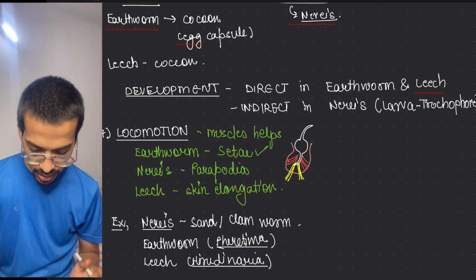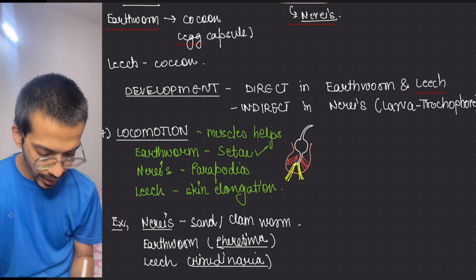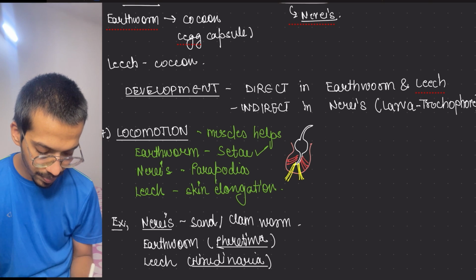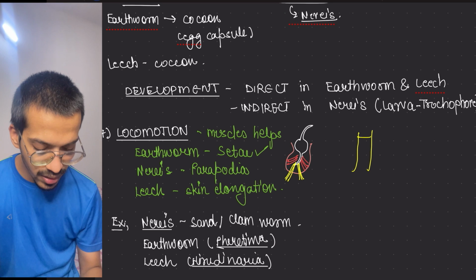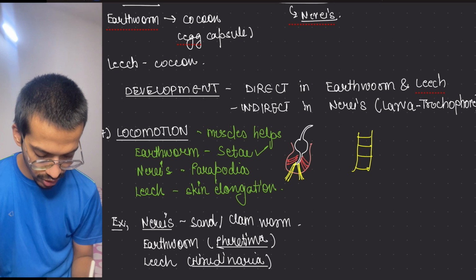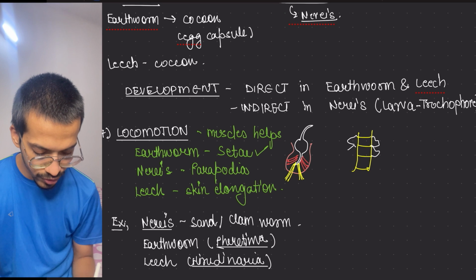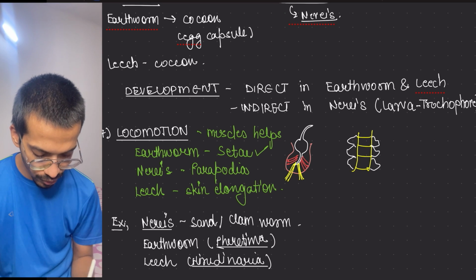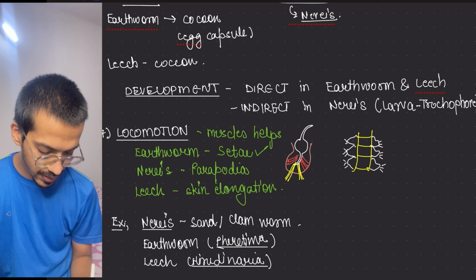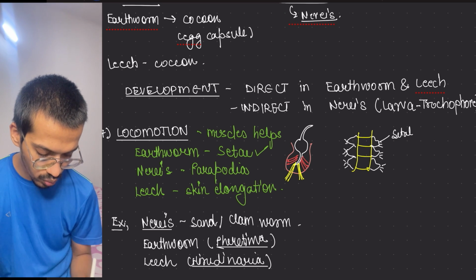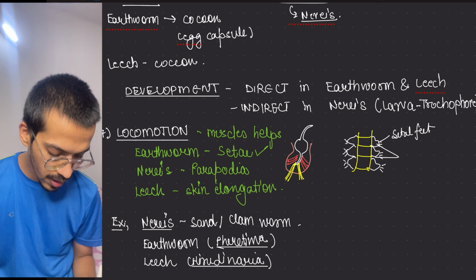Okay, now the Nereis. Nereis moves with the help of parapodia. Imagine that this is the Nereis body. These are the lateral appendages. So it moves, swims, and it has setal feet. This flap kind of a thing is the parapodia.